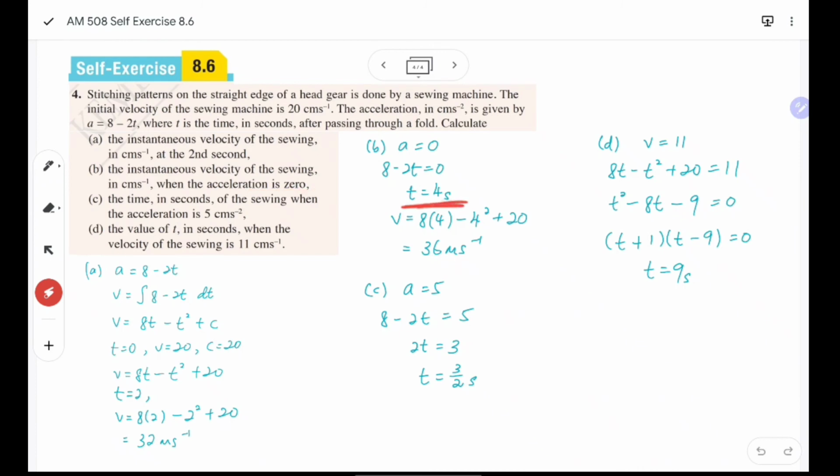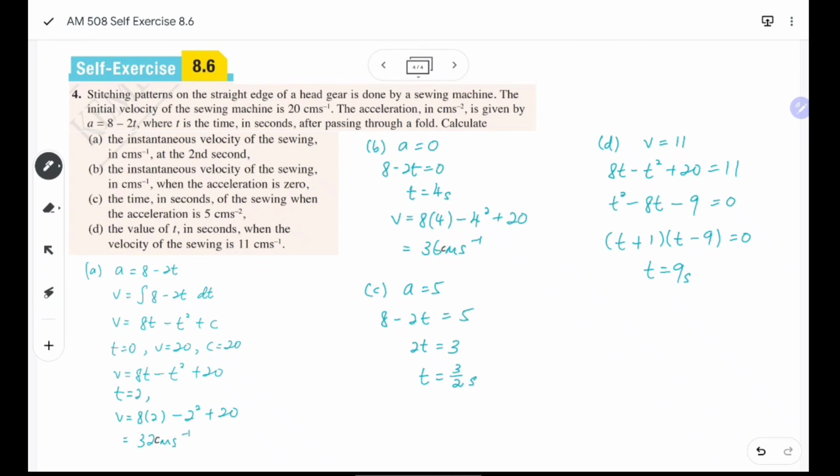Right? So at 4 seconds, what is the velocity? We need to substitute t equals 4 into the velocity function, which is 8 times 4 minus 4 squared plus 20. And we get v equals 36 cm per second. The unit should be cm per second.